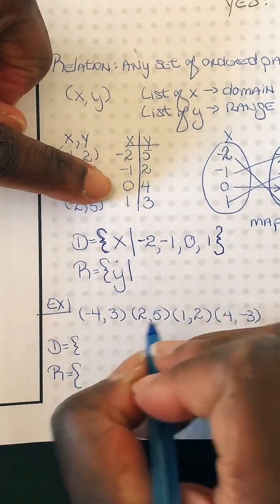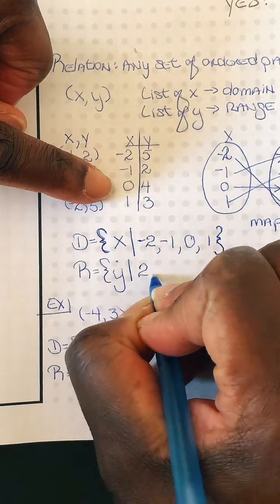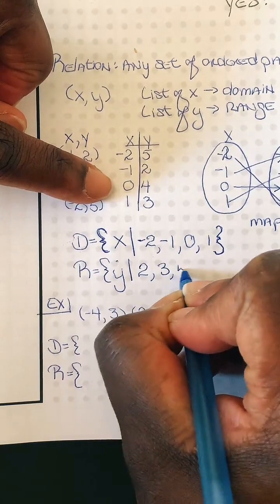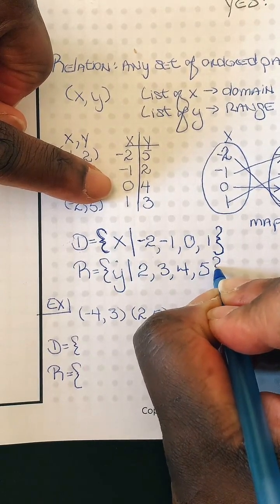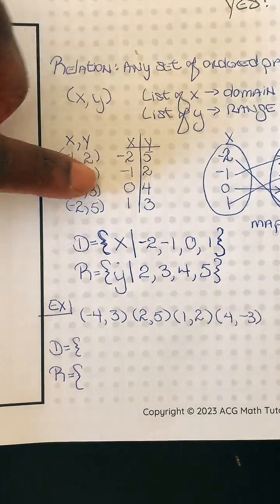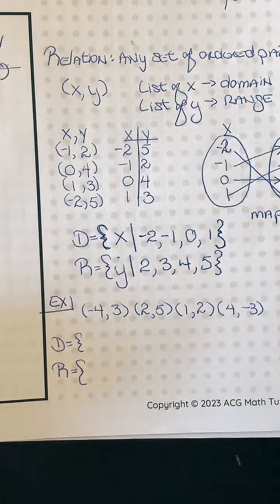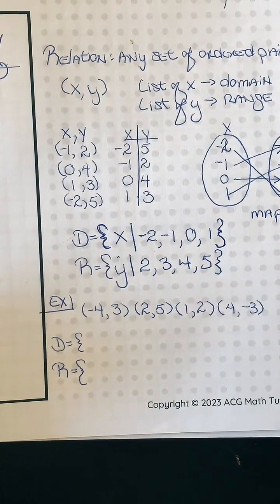So if I start, I'm going to start with 2, then 3, then 4, then 5. Then a half a heart, a nose, and a baby's butt. Okay? This is what I need.